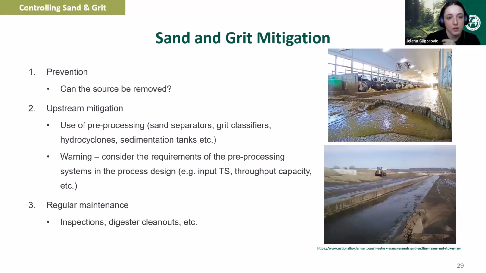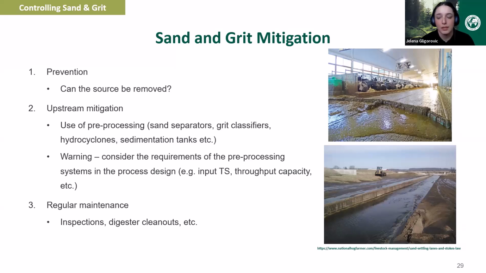So how to get rid of sand and grit? The first step is, can you remove the source? So for example, sand bedding is quite typical for agricultural facilities. We try to encourage any farms to switch to fiber bedding if they're using sand bedding to remove the source of the sand. There can also be sand in organic systems depending on how the collection process is.